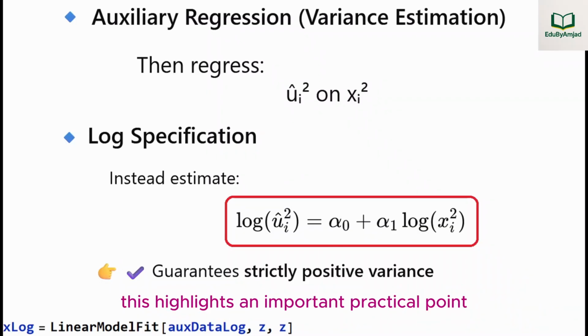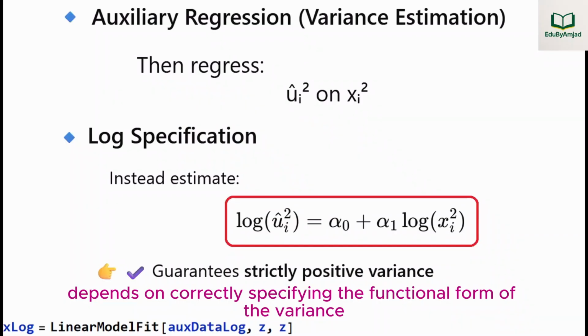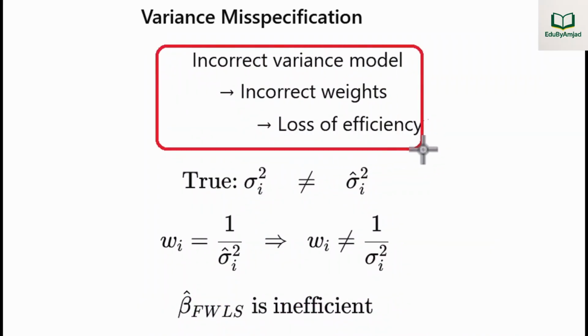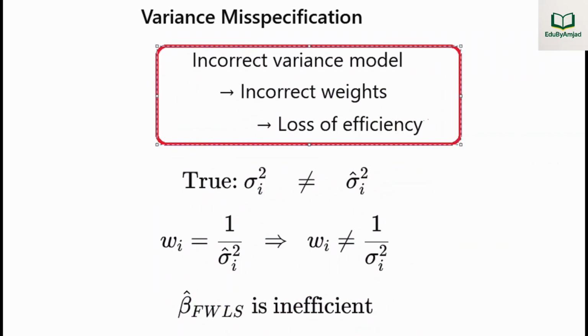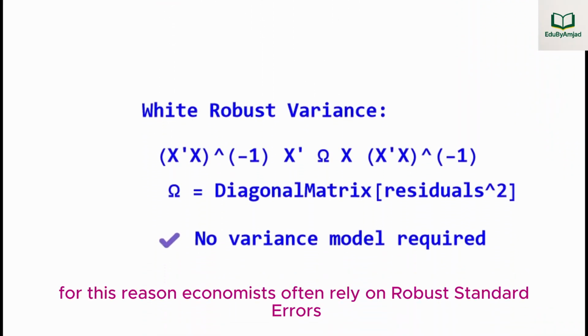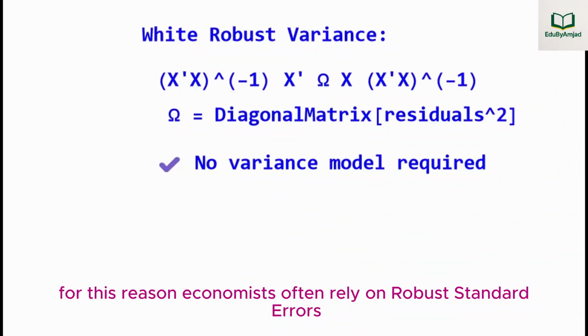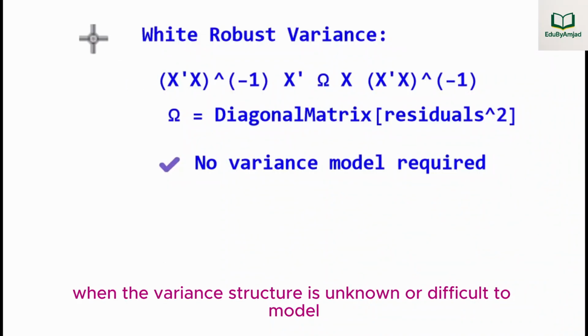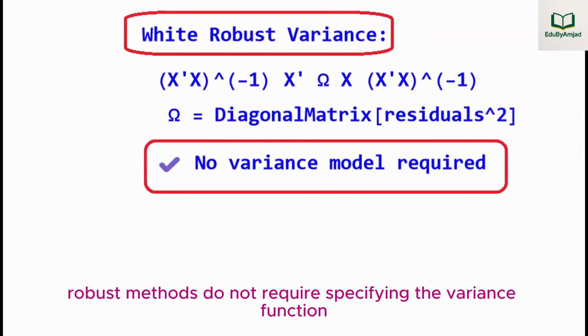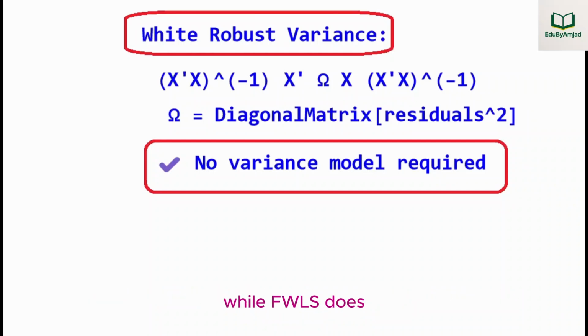This highlights an important practical point. Feasible weighted least squares depends on correctly specifying the functional form of the variance. If the variance model is misspecified, the resulting weights may be incorrect, and the estimator may lose efficiency. For this reason, economists often rely on robust standard errors when the variance structure is unknown or difficult to model. Robust methods do not require specifying the variance function, while FWLS does.